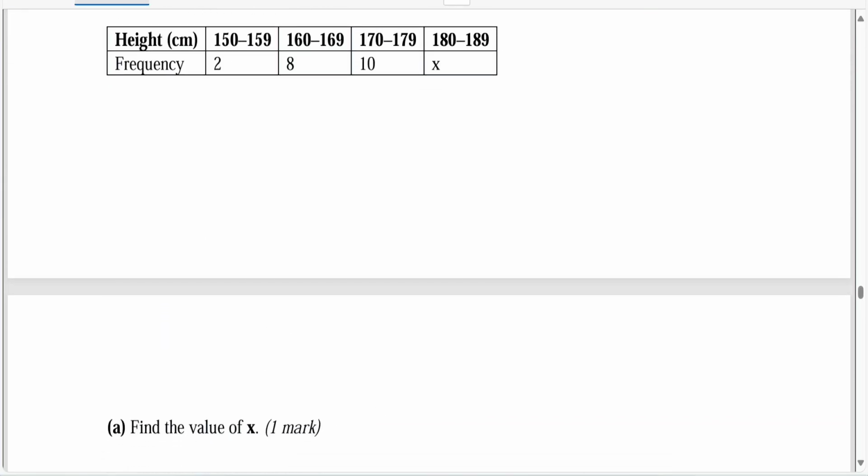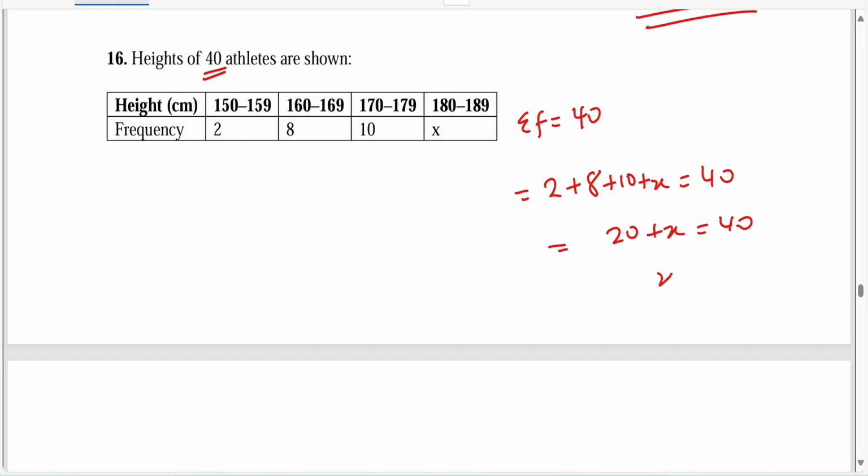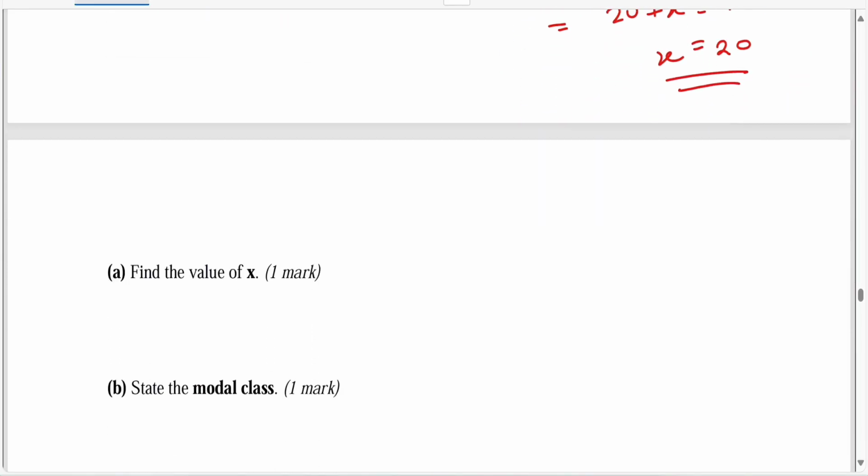Heights of 40 athletes. It means your frequencies, the sum of frequency should add up to 40. So if you take 2 plus 8 plus 10 plus x, it should equal 40. So 2 plus 8 is 10, plus 10 is 20. So 20 plus x equals 40. So what is x? Minus 20, take 20 to the other side. So x is 20. So we already know x. Find the value of x: x is 20.